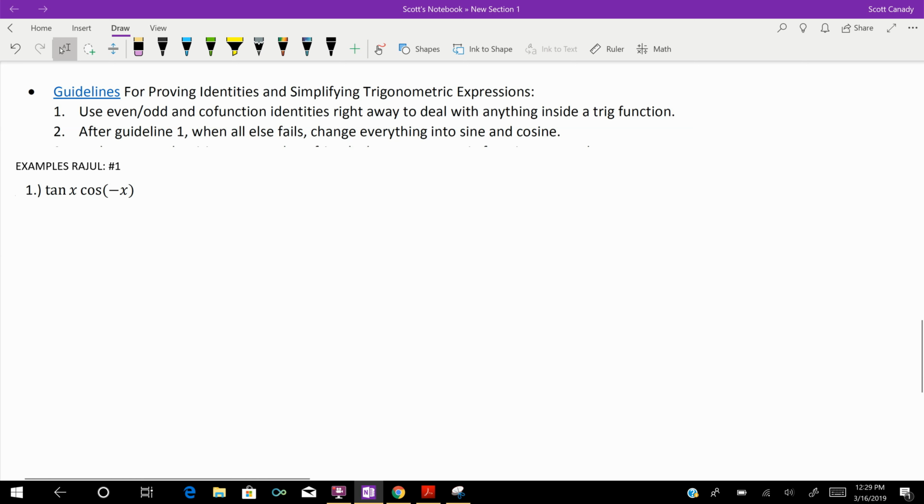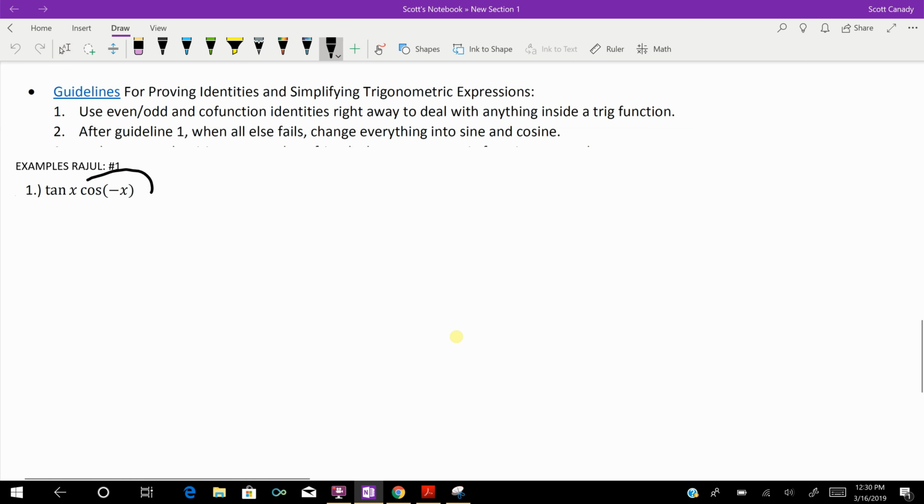All right, folks, we're going to simplify a trigonometric expression today. We're doing examples, Rajul, problem number 1. And what we see here are some guidelines for dealing with simplifying trigonometric expressions and proving identities. The first two guidelines say use even and odd and cofunction identities. Write a way to deal with anything inside a trig function.